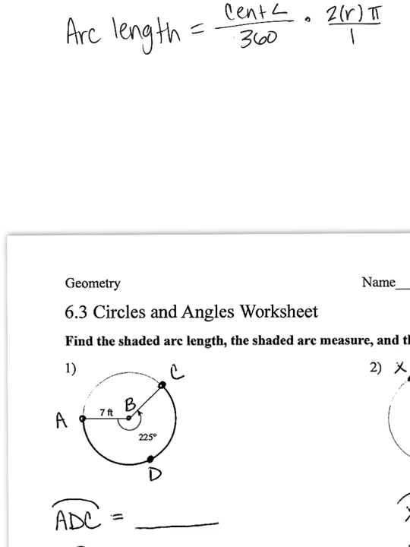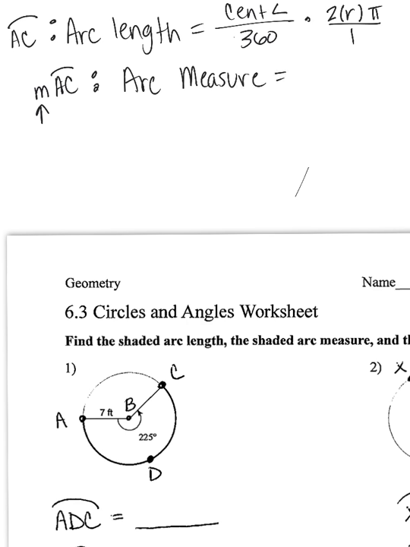We also have arc measure. Remember the difference between these: if I was finding arc AC, it would look like that. Arc measure of AC has an M there. The M stands for measure, which would mean that I'm finding arc measure, which is really simple. It's just the same as the central angle, and it's measured in degrees, of course. So that one's really easy. If you see an M, you're like, oh, this is awesome. This is an easy problem.